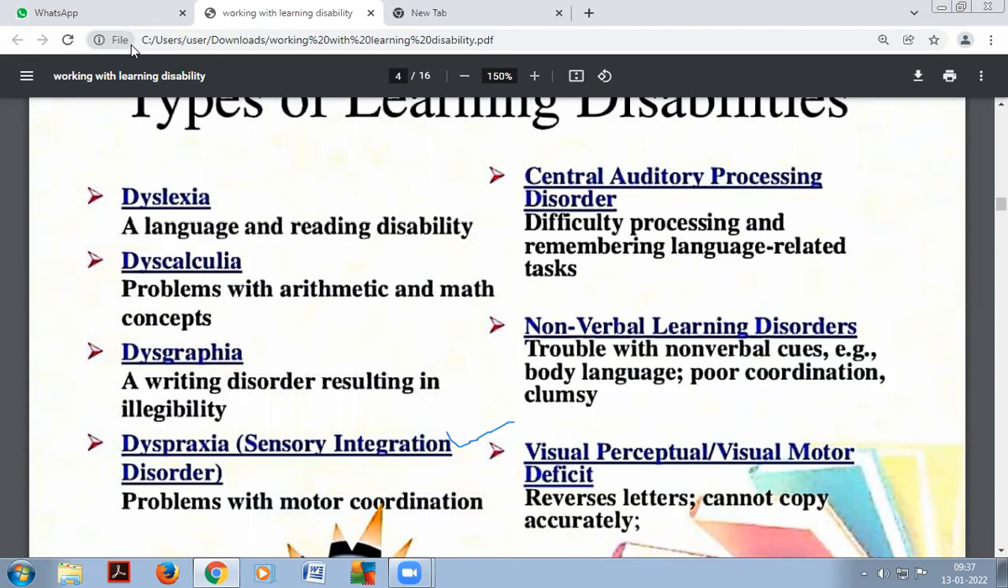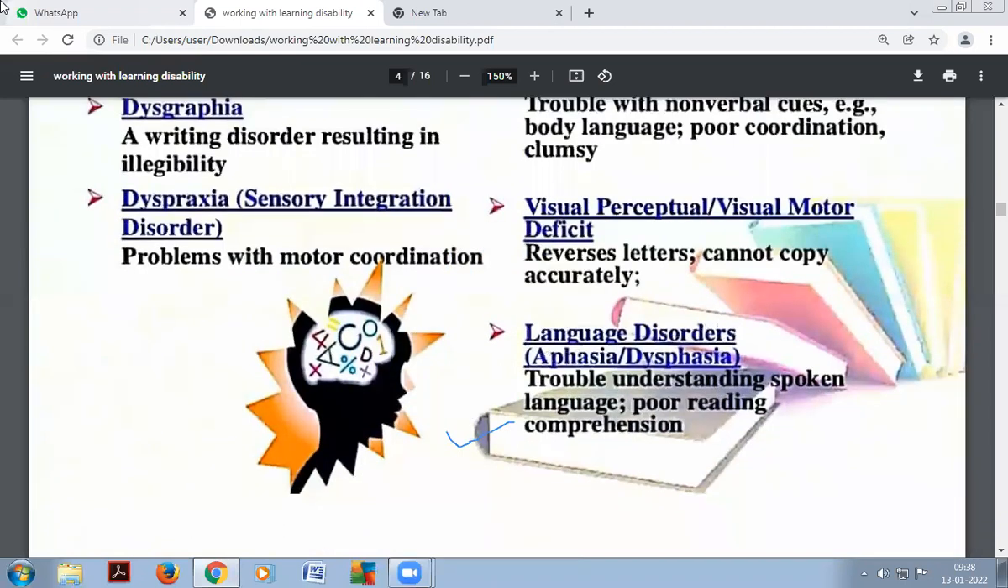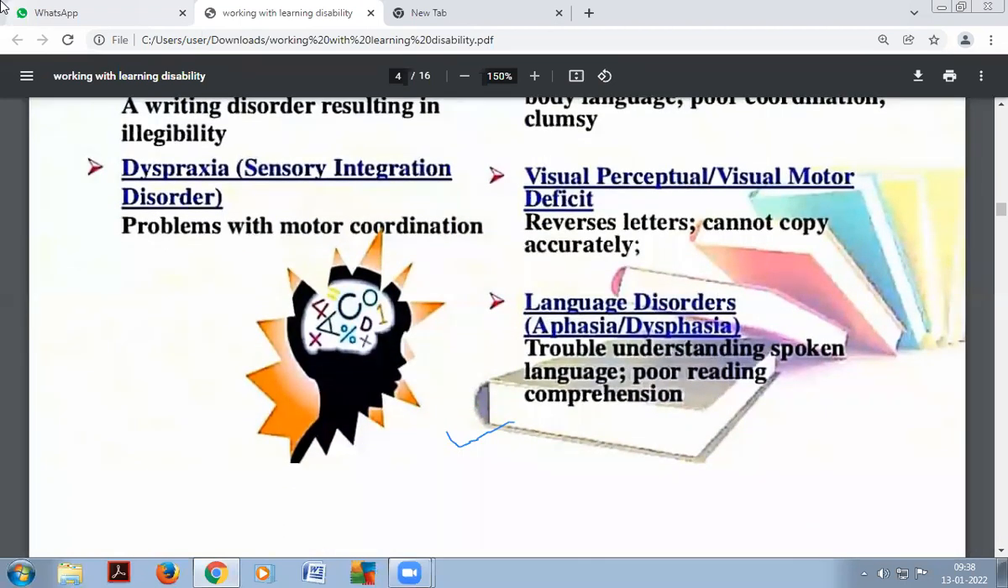And the next disorder is visual perceptual, vision motor defect. This is reversing letters, and they cannot copy accurately. Reversing letters means whatever thought they have in mind, they will always keep the same perception. They are not able to reverse it, and they cannot copy accurately. Copying problem is there. So these are a few of the disabilities suggested by psychologists that we always find among the students in the classroom. If we are able to identify these types of problems among the students, you can make your class very peaceful and interesting, or interactive.